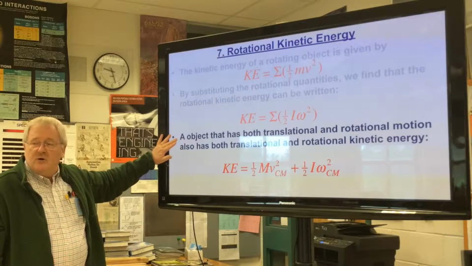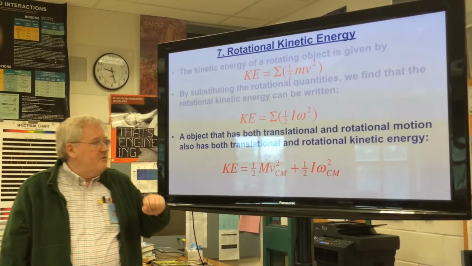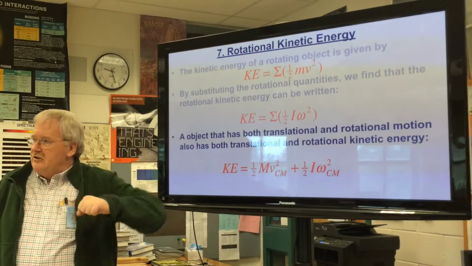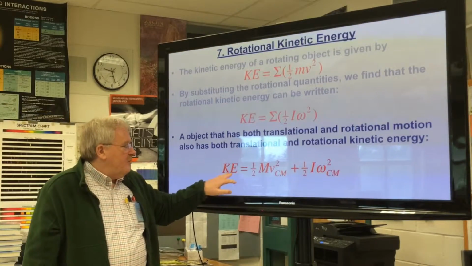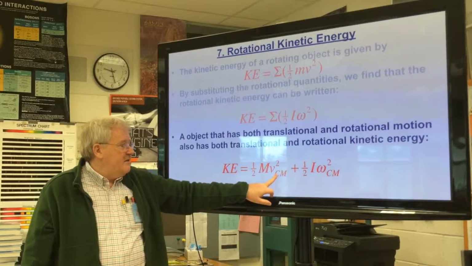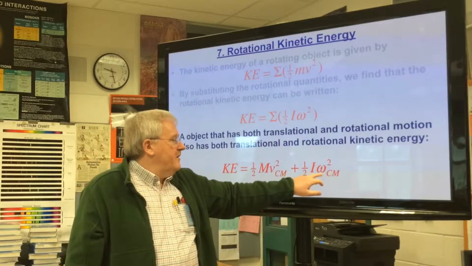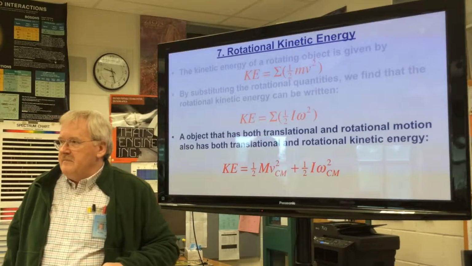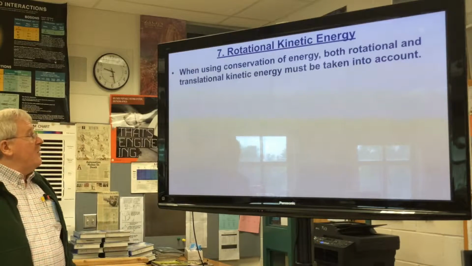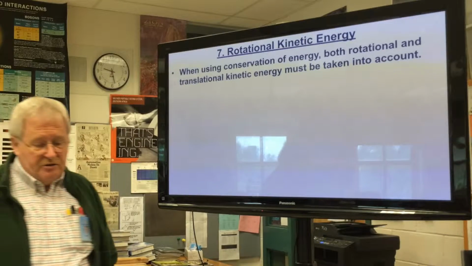So, an object that has both translational and rotational motion also has both translational and rotational kinetic energy. There is, in fact, kinetic energy within the rotation. And the way we write it is 1/2 the mass of the object times the velocity of the center of mass squared, plus 1/2 the moment of inertia times the angular velocity around the center of mass squared. So, when using conservation of energy, we have to take into account both rotational and translational.